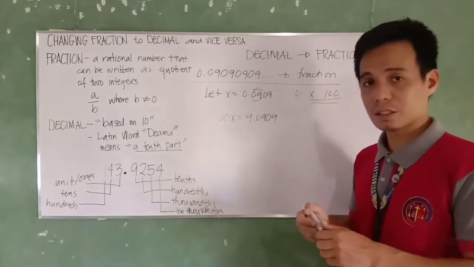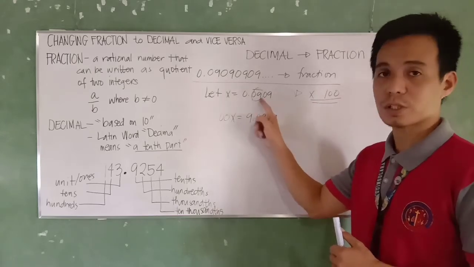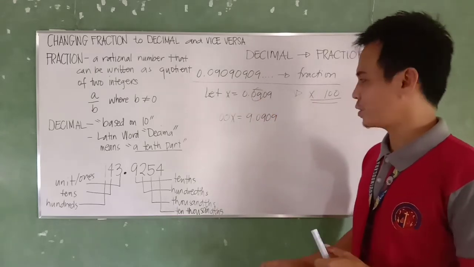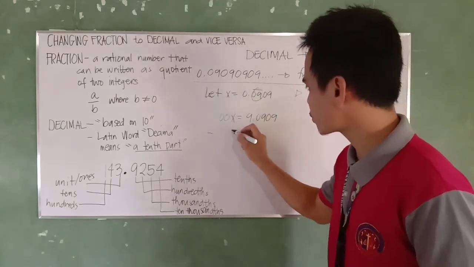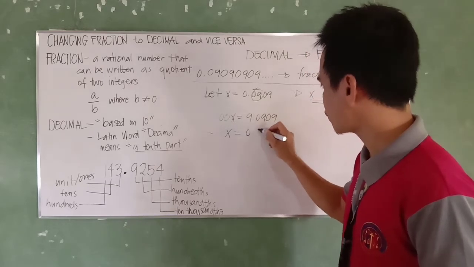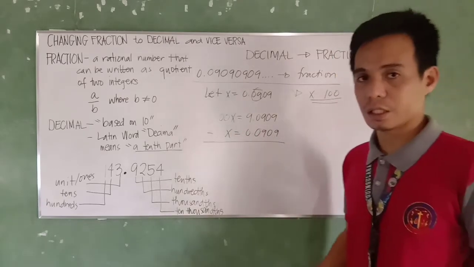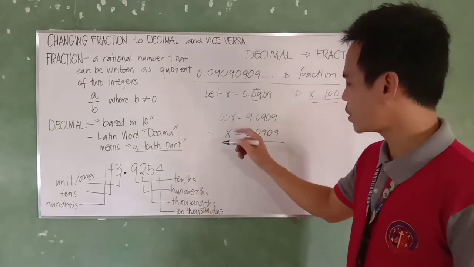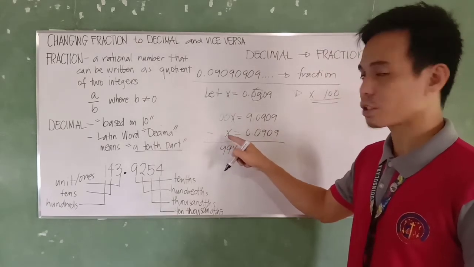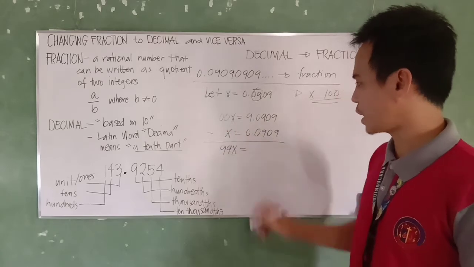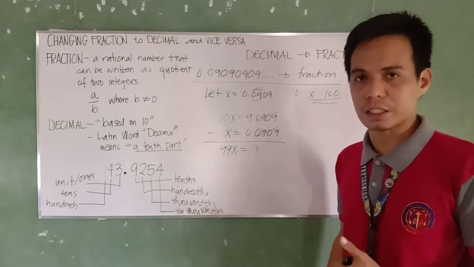So, therefore, this is 100x is equal to 9.0909. Okay? I hope nasundan. Bakit binultiply natin sa 100? Kasi dalawa yung numbers yung umuulit. Okay, so therefore, subtract natin yung nauna nating x. So therefore, minus your x is equal to 0.0909. And perform the operation. So therefore, this is 99x. 100x minus x is 99x. And this one is cancelled. So, natitira dyan, 9. Okay?